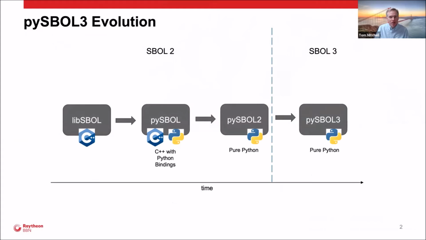So the evolution of PySBOL 3: we started with a C++ library some years ago, and then Python bindings were added to the front of that C++ library. We found that it was challenging to install because you had to have a C++ compiler in order to install it in a Python environment. So we built PySBOL 2 to be a pure Python implementation of SBOL 2. And then with the new SBOL 3 standard, we started fresh and have implemented SBOL 3, and that's what we're going to be introducing today during the beginning of the workshop.